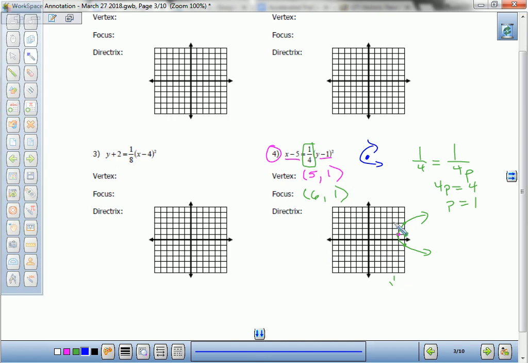All right, now let's do the directrix. If we went P units this way, we go P units the other way to create the directrix. So it is the equation x equals, and that x value is 4. Okay?